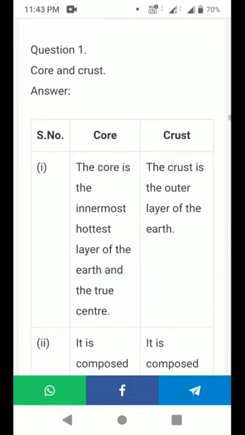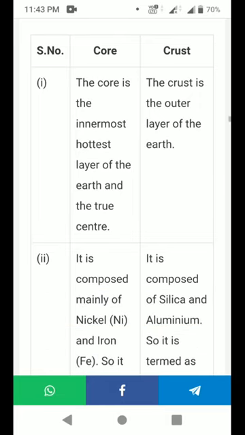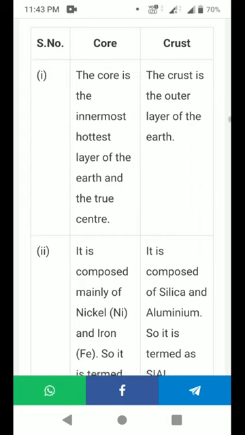Next, Roman numeral 6. Distinguish between them. Here, first question, distinguish between core and crust. The core is the innermost, hottest layer of the earth and the true center. And the crust is the outer layer of the earth.